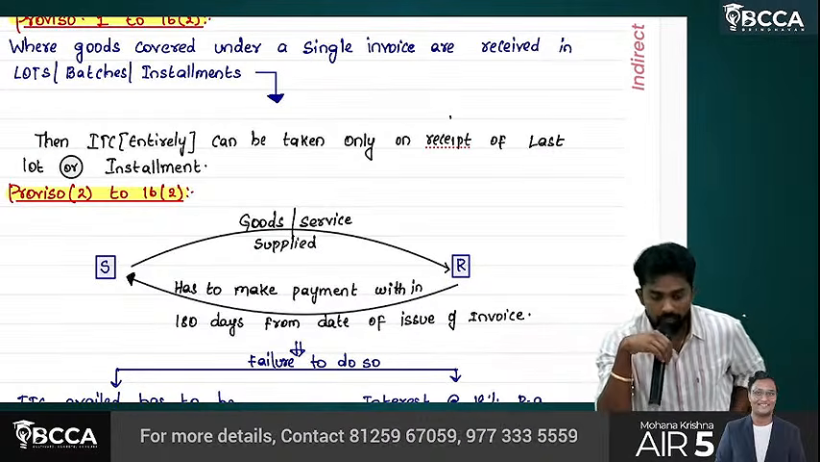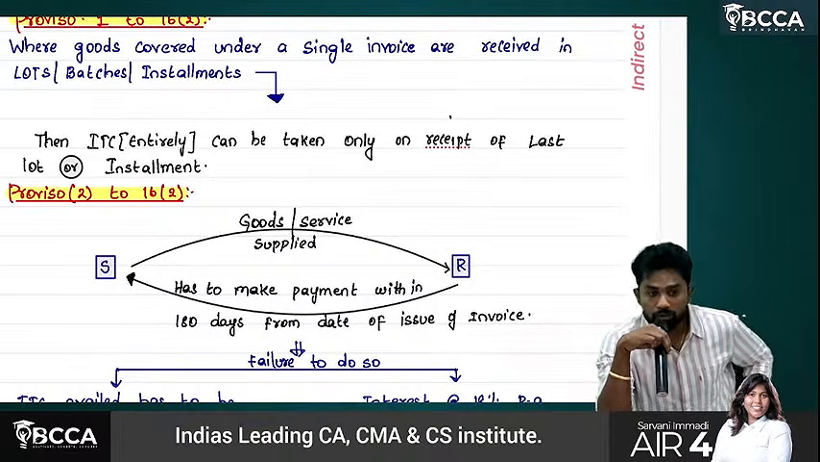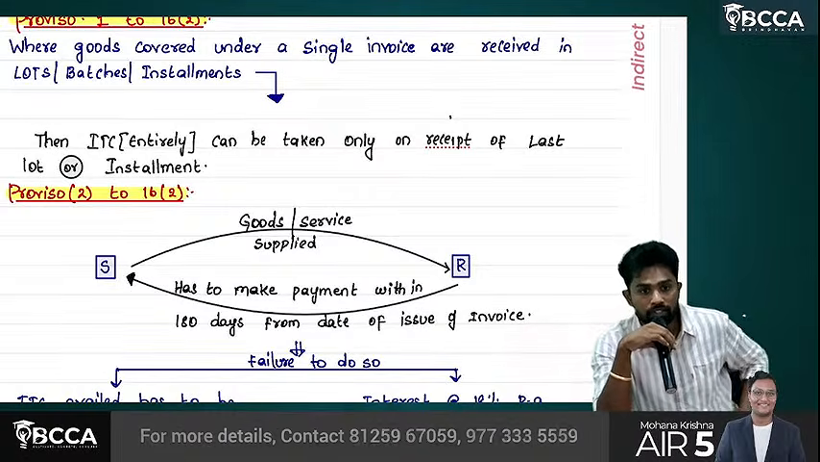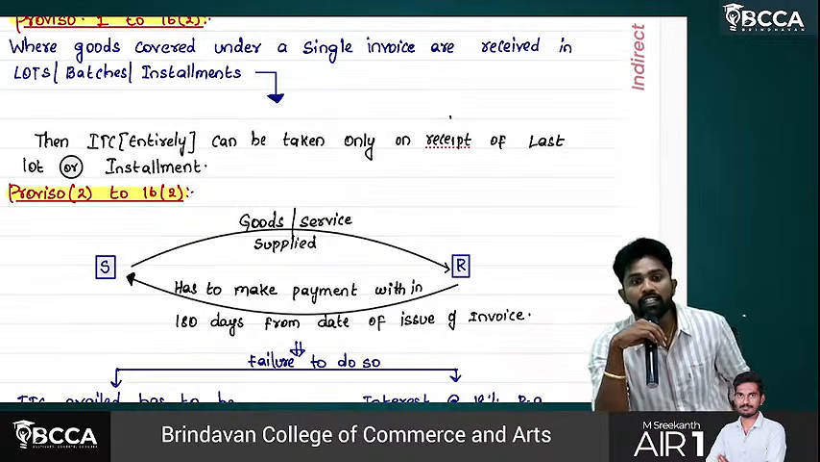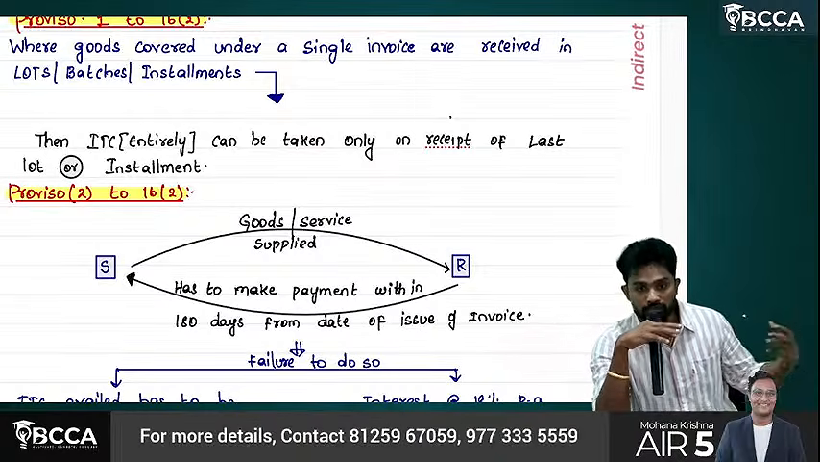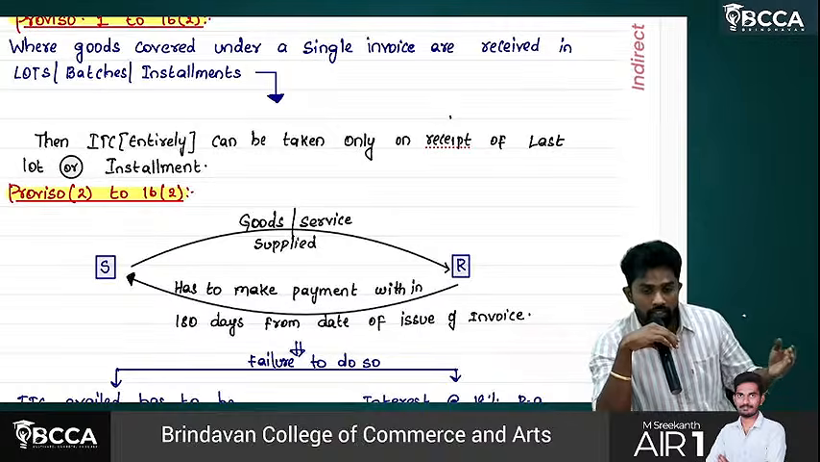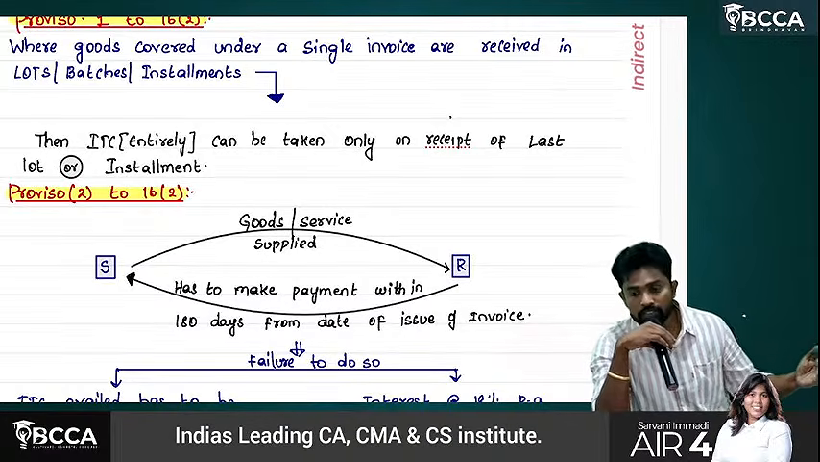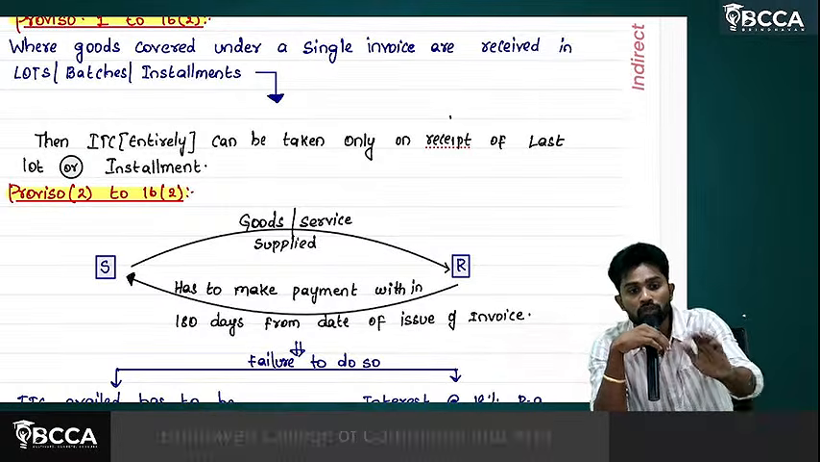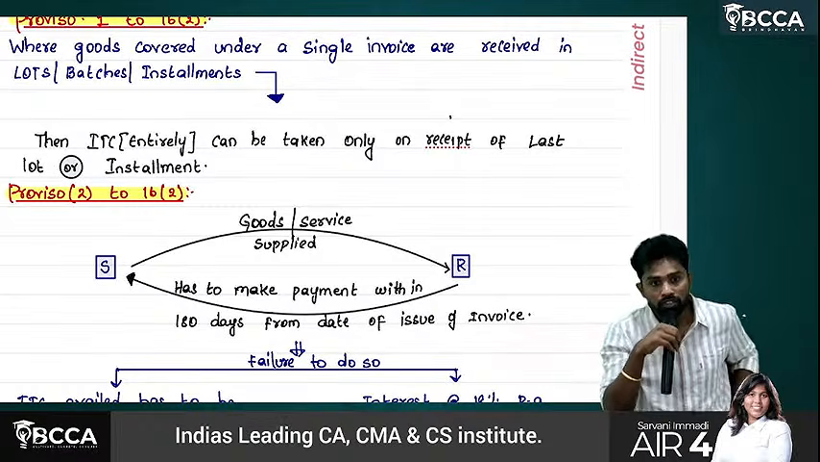The proviso one says, where goods are sent, sir, say you ordered 100 tons of goods covered under a single invoice. But 100 tons cannot be sent in a single consignment. There is no truck which can carry 100 tons. So they are sending 20 tons once, 20 tons once, in 5 different consignments, the total goods which have been ordered. And it took 3 months to get all those lots.